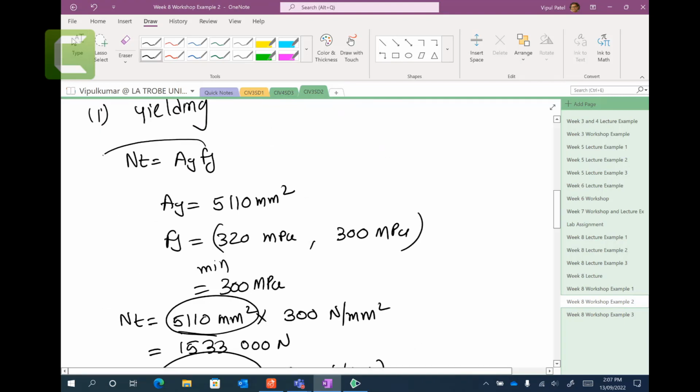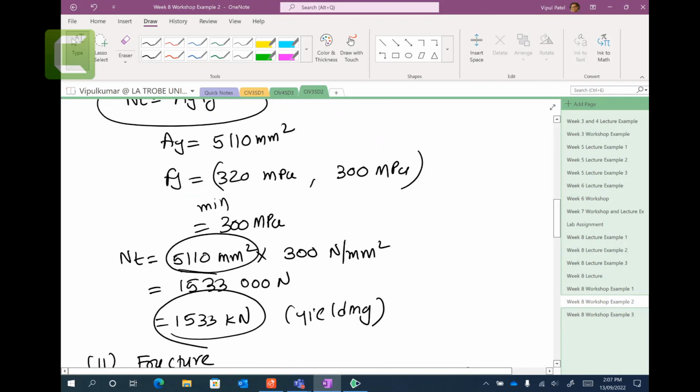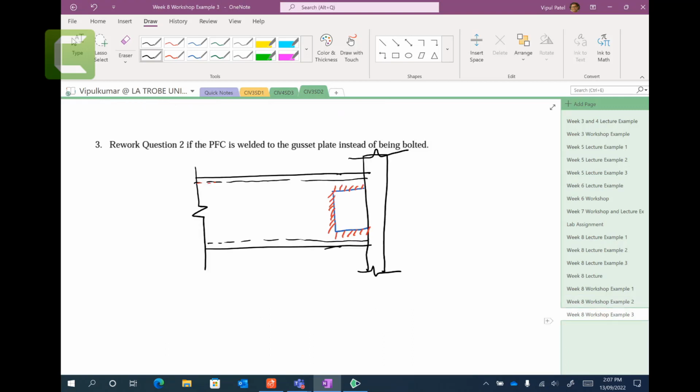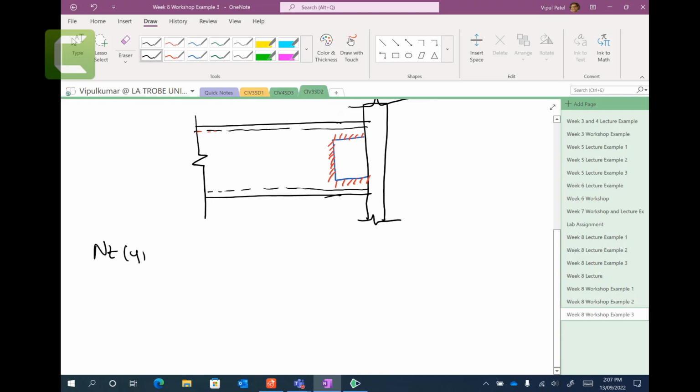This one here, NT yielding, we are going to take the same 1533 kilonewtons. That has no change because it's just the same cross section, everything the same, and yielding is regardless of whether it's going to be bolted or not. Yielding assumes there are no holes. So your AG would be the same, your FY would be the same whether it is bolting or welding, right? Not much difference. So in that case, 1533.